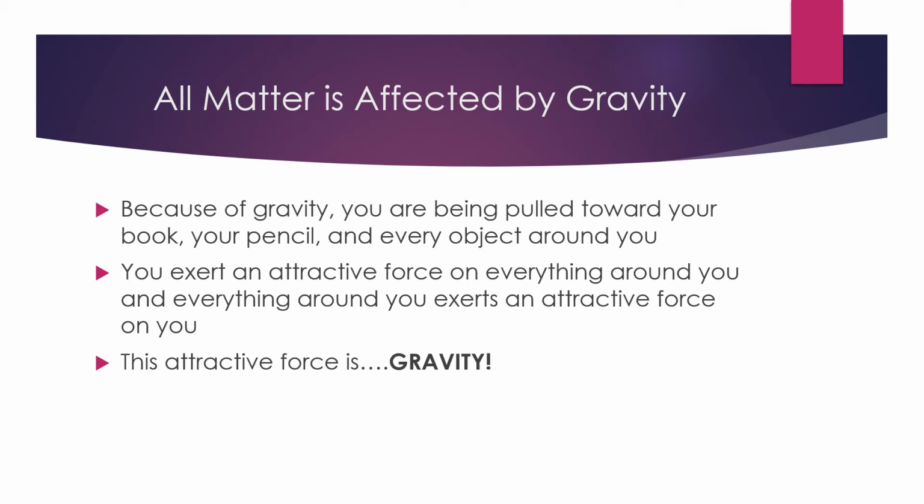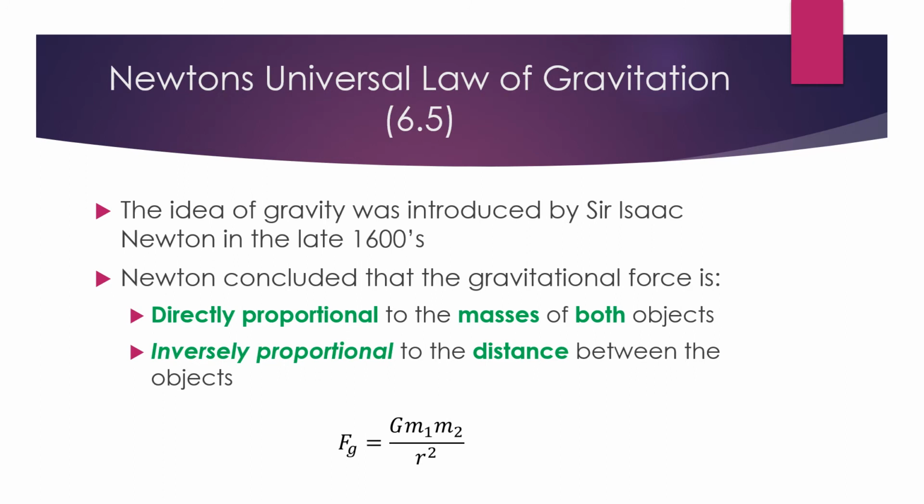This attractive force is called gravity. Now, Newton came up with this law of gravitational motion, and of course, since he came up with calculus, he also came up with an equation to calculate it. The equation to calculate it is down below, F sub g. It's a force calculation because it is a gravitational force. That's what that sub g means, gravitational force.